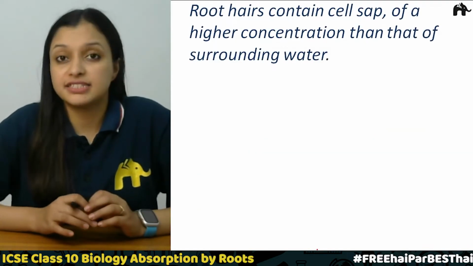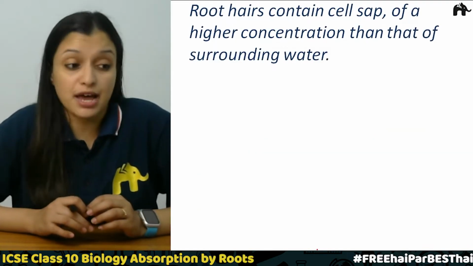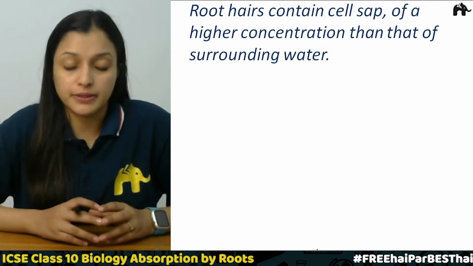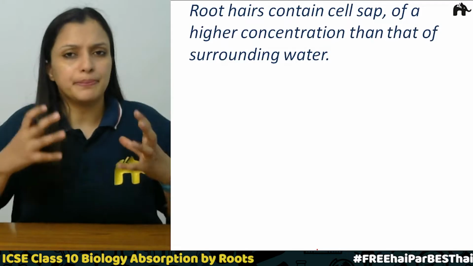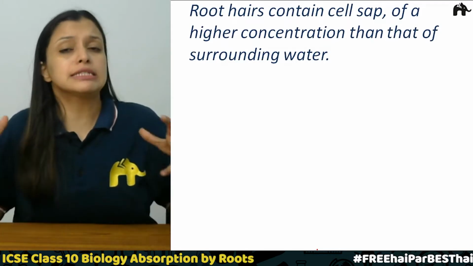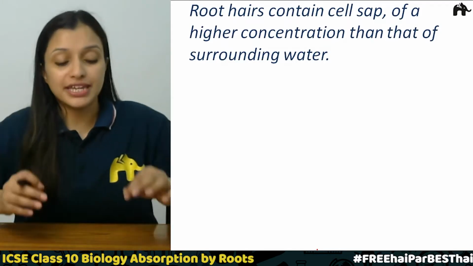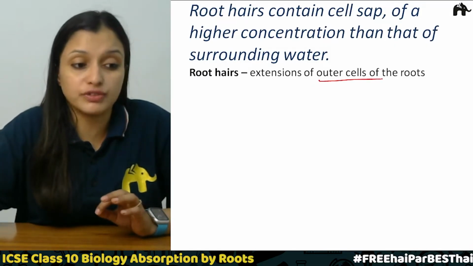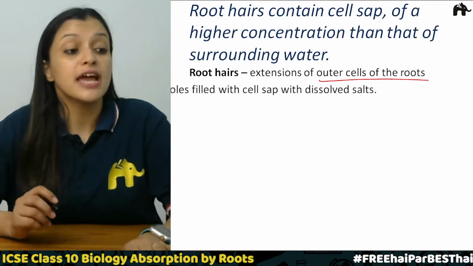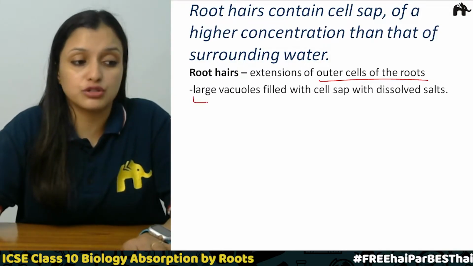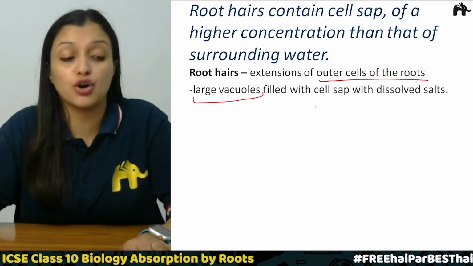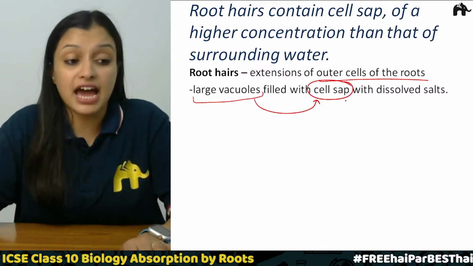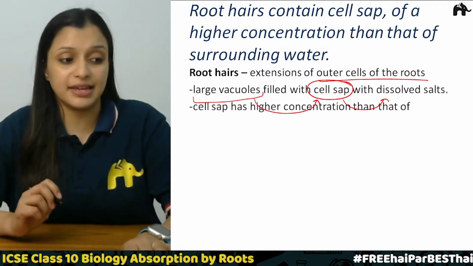Now the second characteristic, that is, root hair contains cell sap of a higher concentration than that of the surrounding water. So now we know that a plant root has millions and billions of root hairs, right? So each of these root hairs, what are they? They are the extension of the outer cells of the roots, which have large vacuoles. So they basically have large vacuoles which are filled with the cell sap, right? And they have dissolved salts in them, correct?